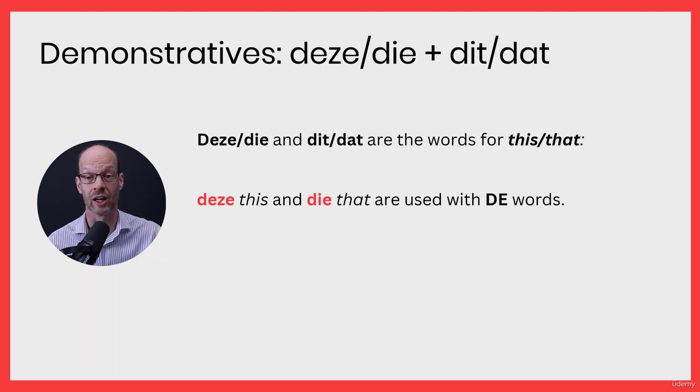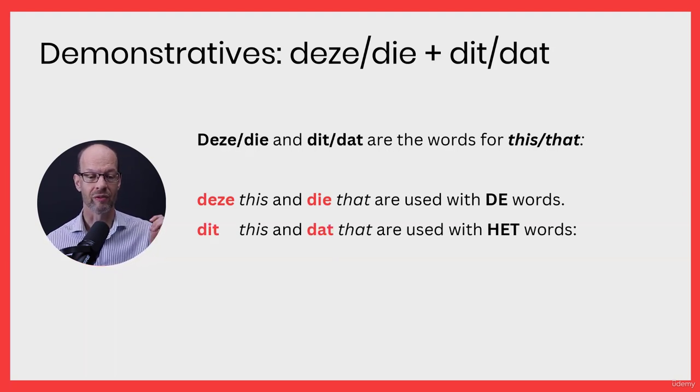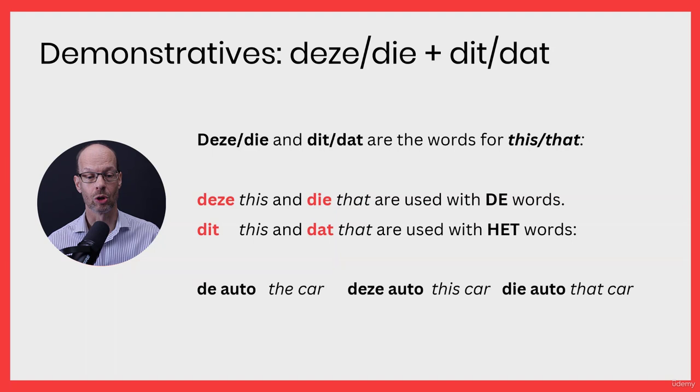So the words that start with de, like auto, for example. Then we have dit, which also means this, and dat, which also means that, and they are used with het words. For example, het huis. So let me show you an example if that is unclear.